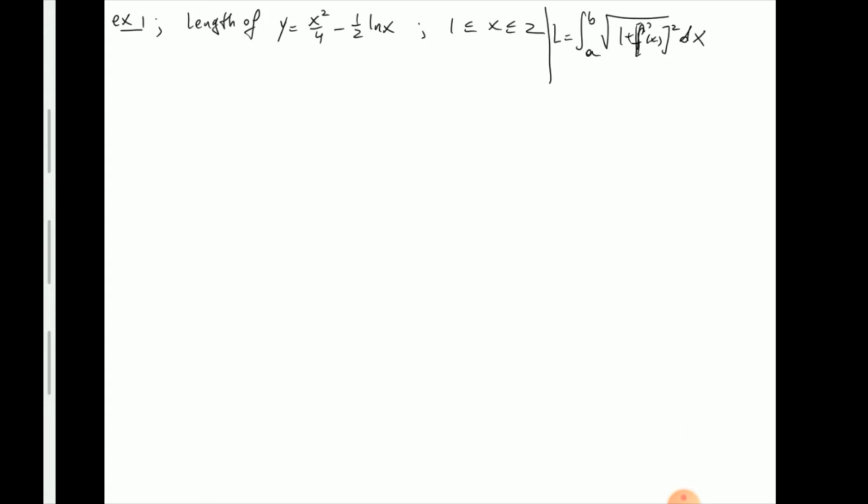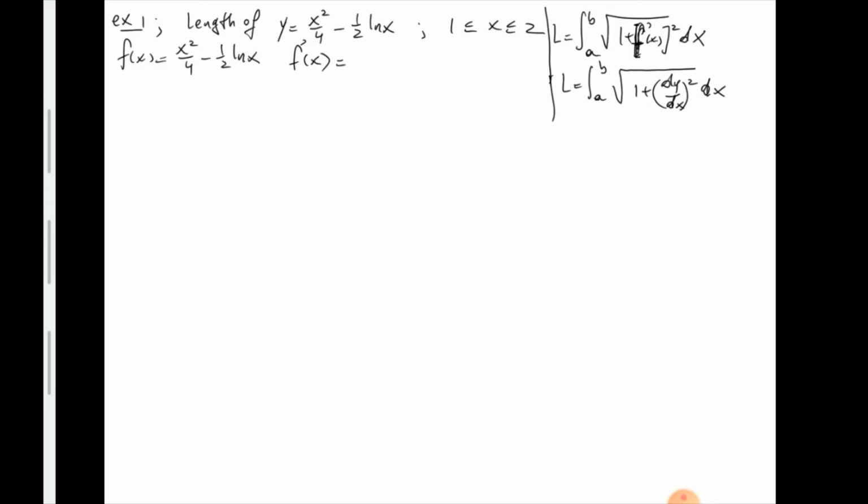And it's f, f prime of x squared. So let's do the derivative. So the function is going to be x squared over 4 minus 1/2 ln of x. We need the derivative. By the way, in some cases you can write the formula by replacing f prime with dy dx. It's the same thing, obviously. And if it was a function of y, it would be dx dy. So that's another notation for the derivative.